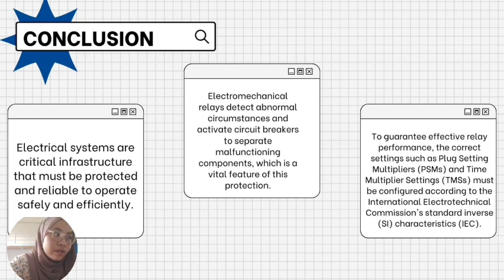To guarantee effective relay performance, the correct settings such as the plug setting multiplier (PSM) and the time multiplier setting (TMS) must be configured according to the International Electrotechnical Commission Standard Inverse (SI) characteristic. So this is known as SI and IEC.